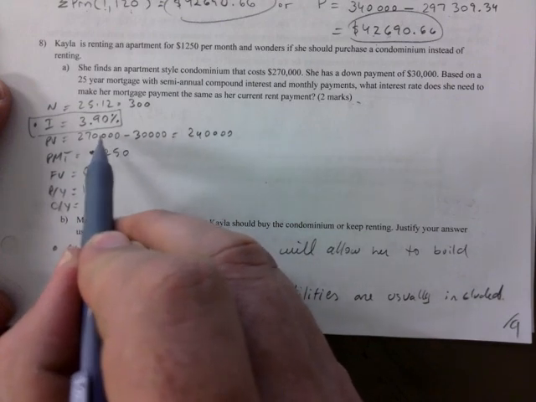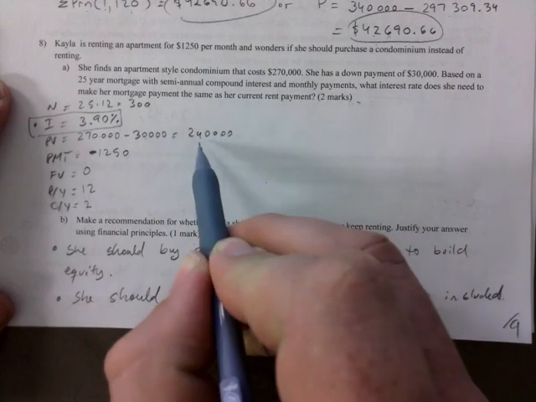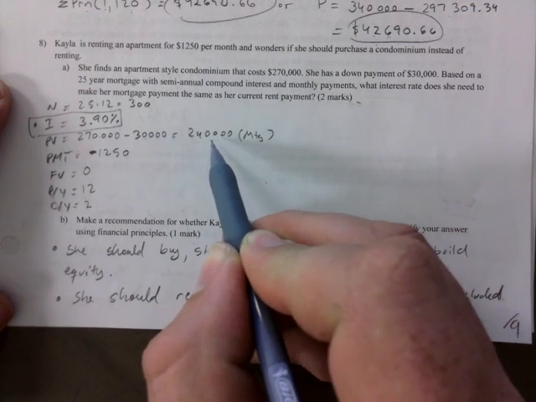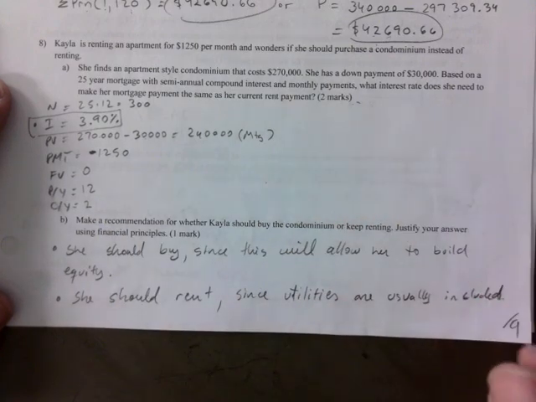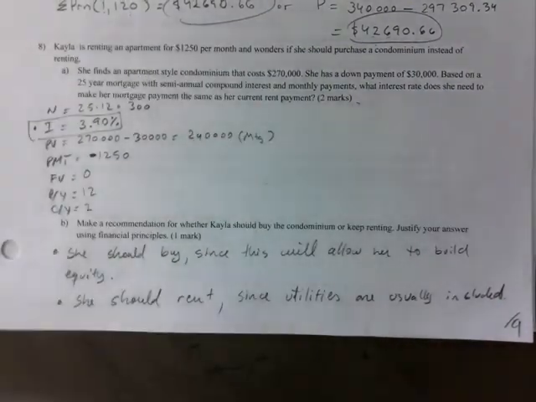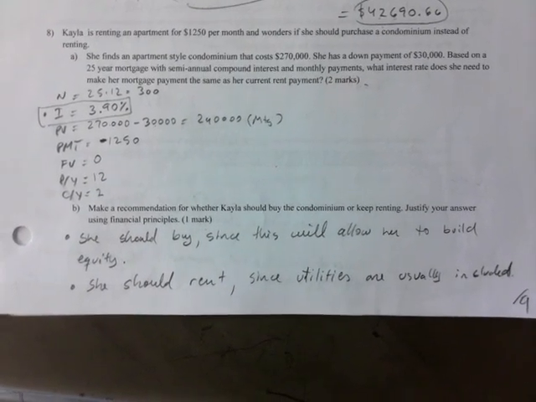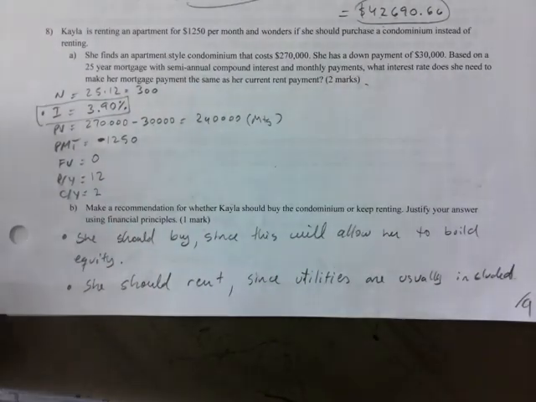And again, I go 270 minus the down payment, so your mortgage is 240,000. And your interest rate is 390. Why would she, whether buying or renting, right? Make a recommendation why she should buy or keep renting.